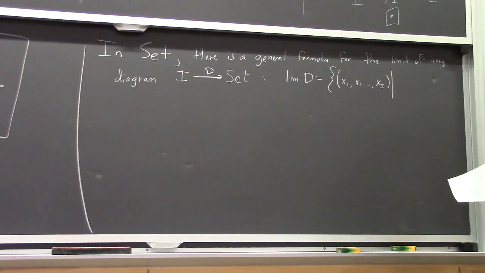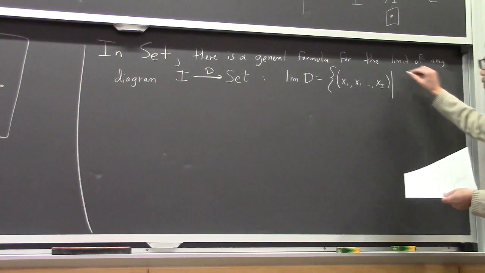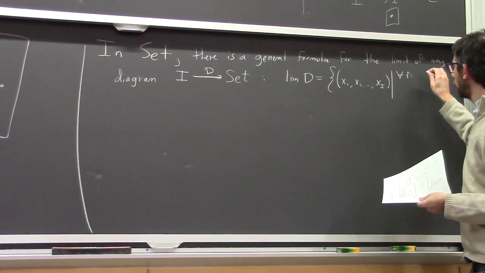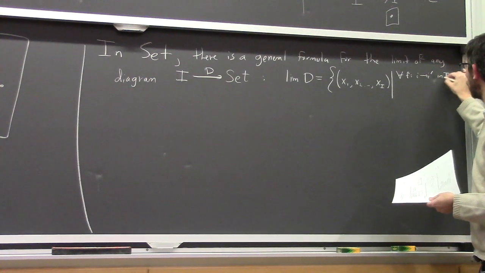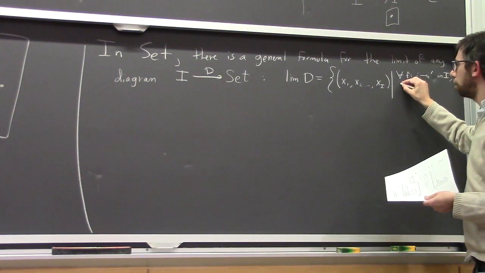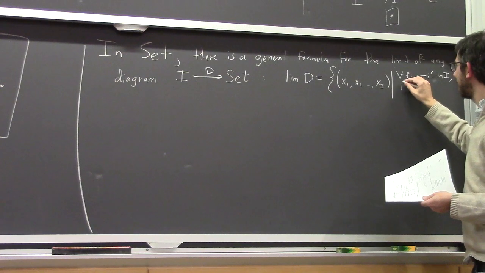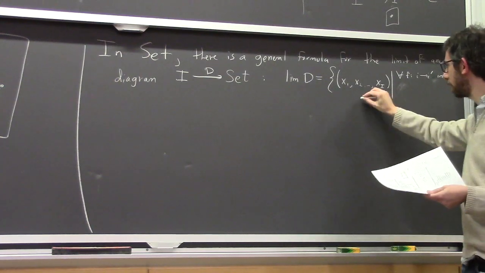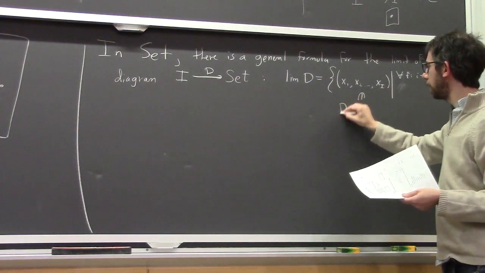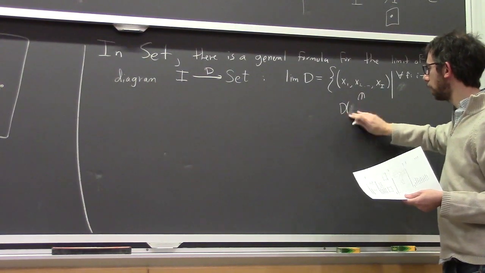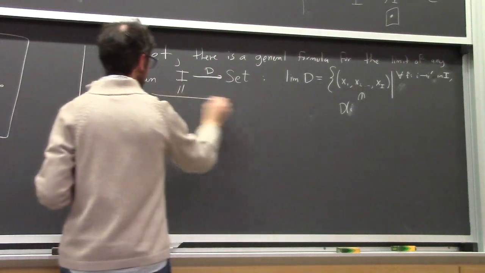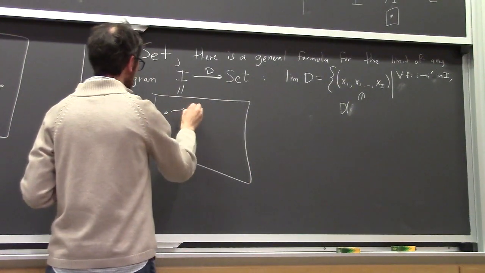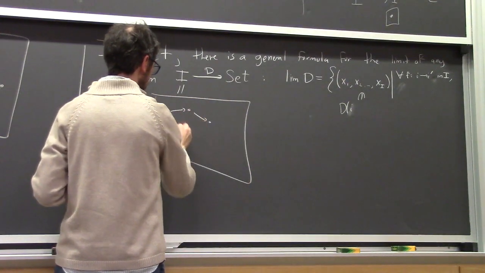What am I doing? Xi, one for each I in I, such that for all f taking I to I prime in I, okay, where am I? So this thing is in D of X. Let me try again. Sorry, I didn't write this out very well. So let's say our diagram looks like this. In the book there's a nice clean formula for this.